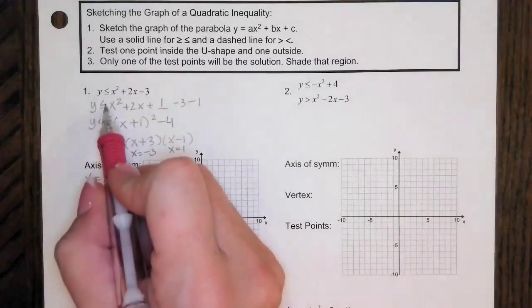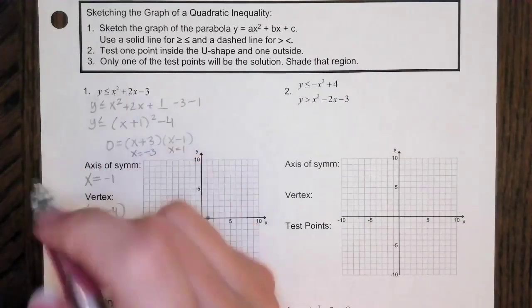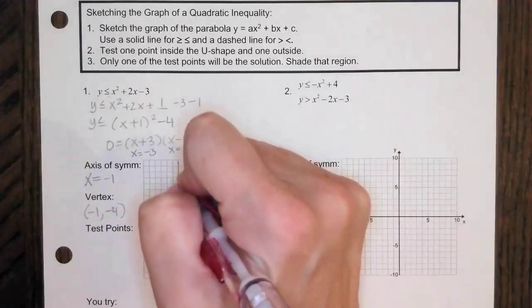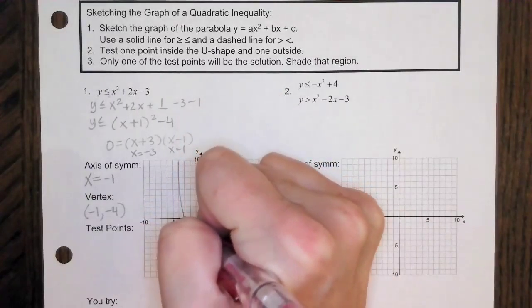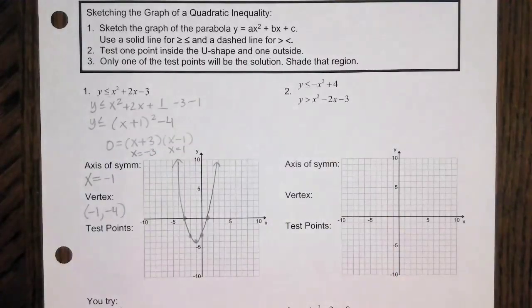All right, well, this has an equal sign here. So every point on this curve is a solution. We want it to be equal to the curve. So we're going to go ahead and make a solid line. And there is our parabola.